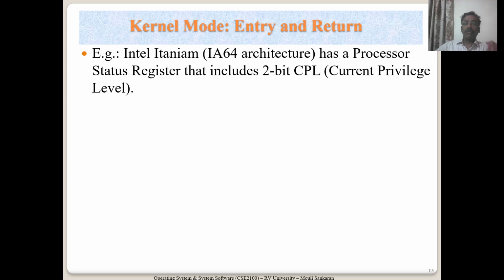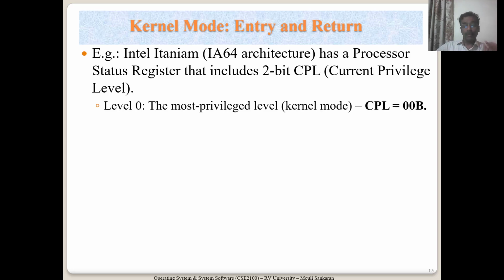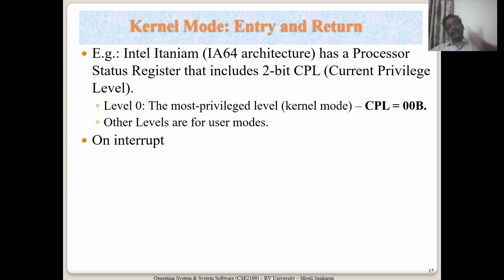They follow two privilege level bits, so two bits are used. That means four levels are there. Level 0 is the most privileged. Other levels are for user modes. They categorize everything as user mode, and only one mode is given for the kernel.